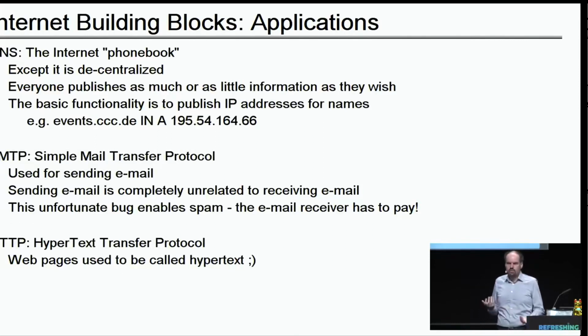The basic functionality of DNS, or the phone book, is to publish IP addresses, but you can publish other things as well. If you're interested in DNS, there's a good talk about that later on that I'll mention in a bit. So the next application protocol I want to talk about is SMTP, Simple Mail Transfer Protocol. This is what is used to deliver every single email in the world all the time, all day long.